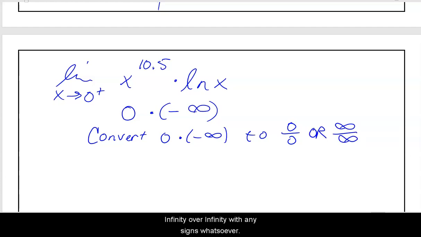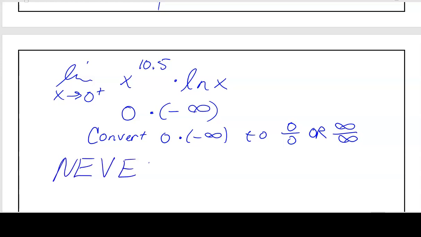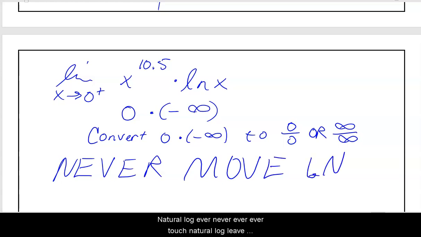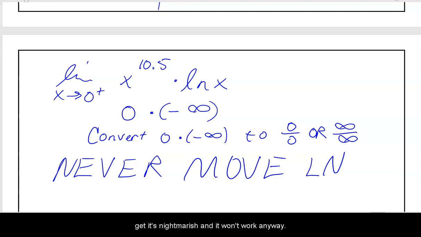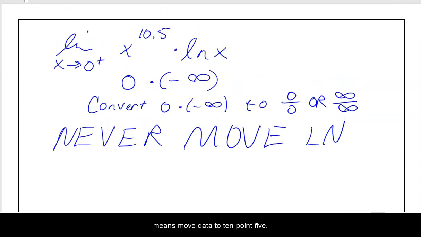Now, the rule of thumb, and you're not going to see this in the textbook, but I will tell you from a practical standpoint, is you never move natural log. Ever, never, ever, ever touch natural log. Leave natural log where it is. If you try to move natural log, it's nightmarish and it won't work anyway. So you're not going to move natural log, but what you are going to have to move is the other factor. So for us, that means move the x to the 10.5.